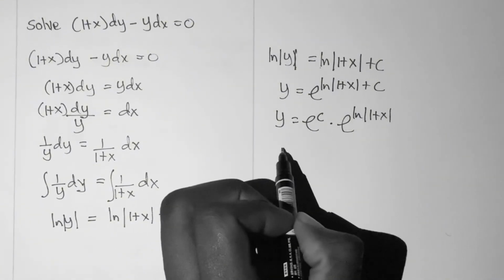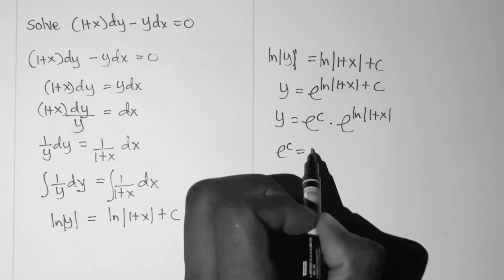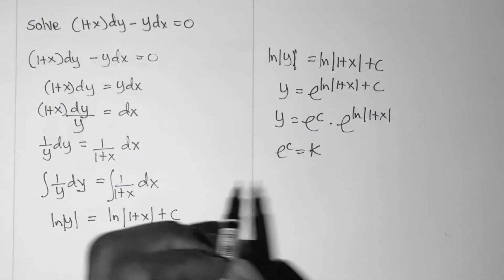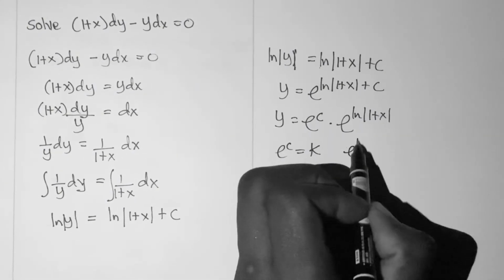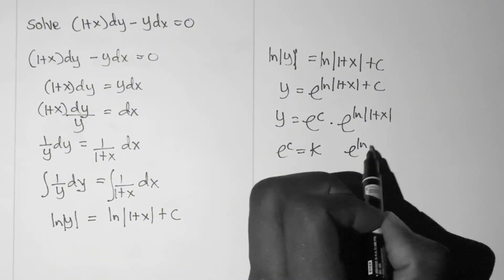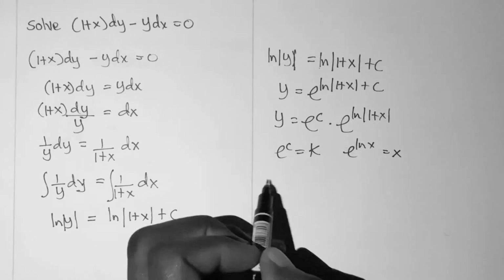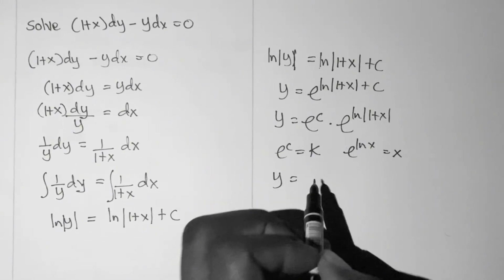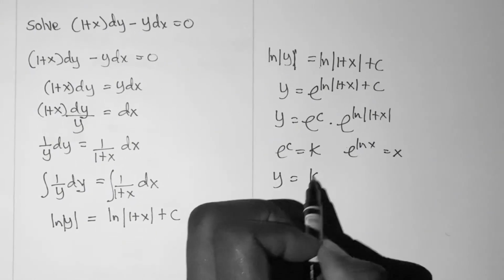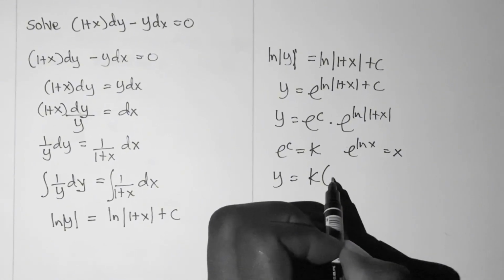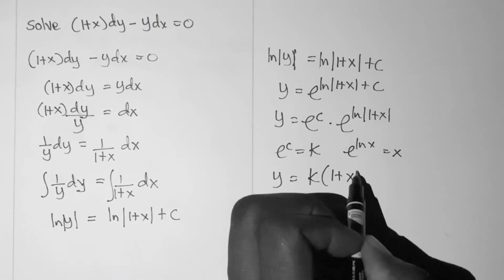So now we want to represent e to the c as a big constant, capital K. And then anytime you have e to the natural log of a function, let's say x, it's equal to the function itself, which is x. So y is equal to K times (1 + x).